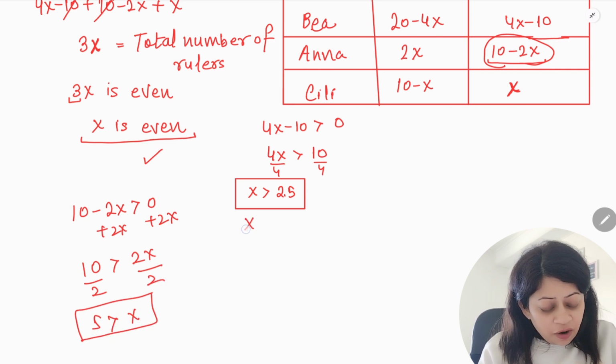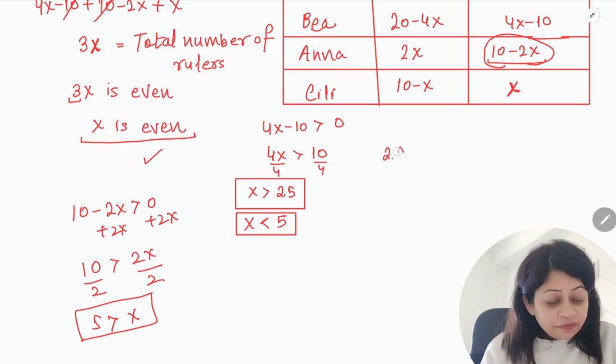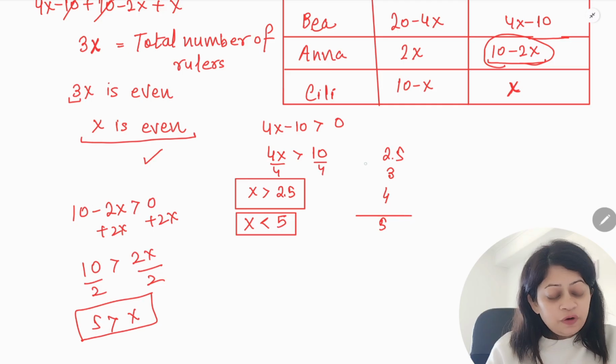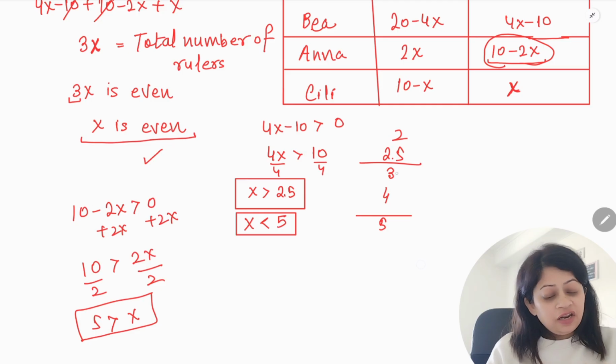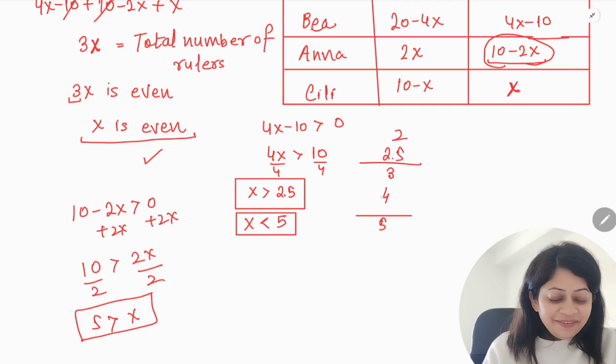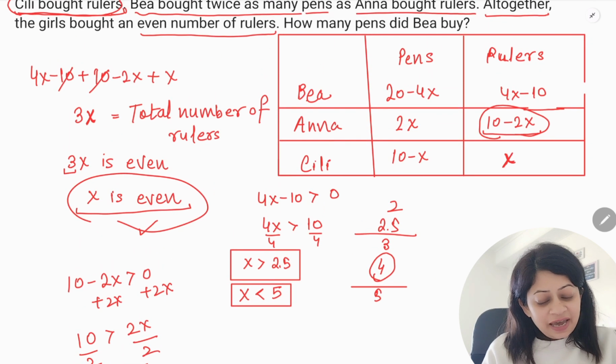Okay, now x is any number which is greater than 2.5. This is 2.5. Then we have 3, then we have 4, then we have 5. X cannot be 5, it is less than 5. X cannot be 2.5, it is greater than 2.5, right? Like 2 is here. Now x is either 3 or 4, right? And we know x is even. If x is even, it must be 4 only. So what is x? X is 4.